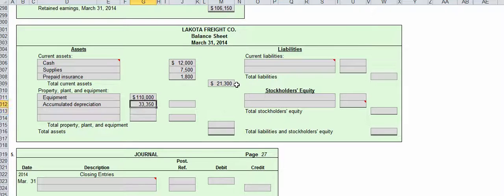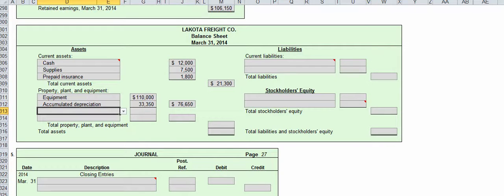$33,350. Now we're going to take the difference in these two and list it over in the second column. We'll call that difference book value. Cost minus accumulated depreciation is called book value, and that's the number we would use in calculating a gain or loss if we sold this equipment. And it's the number that gets included in total assets down here. So it's going to be equal to 110,000 minus the 33,350. It gives us 76,650, the book value of the equipment.